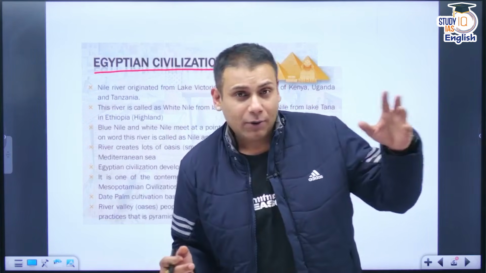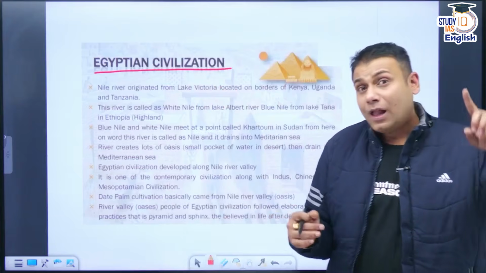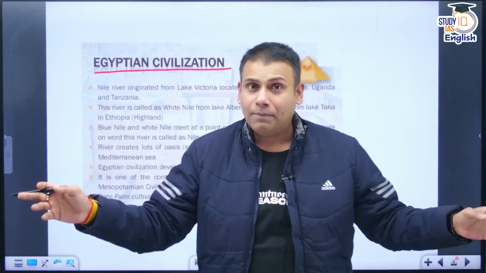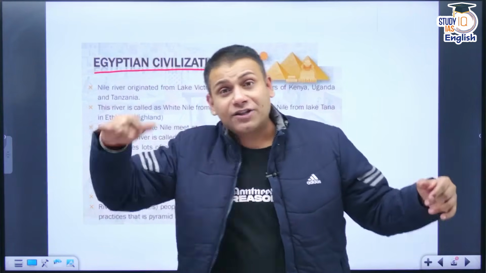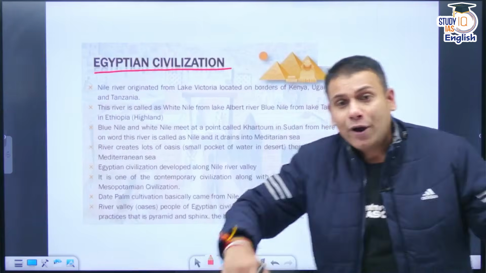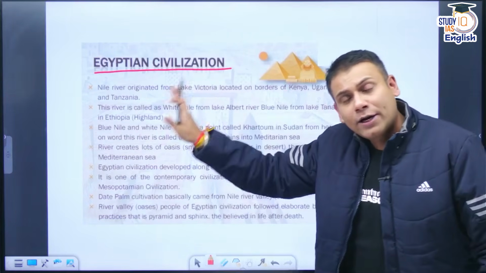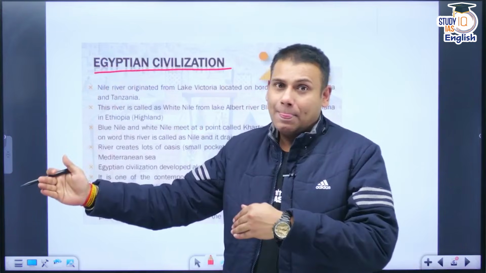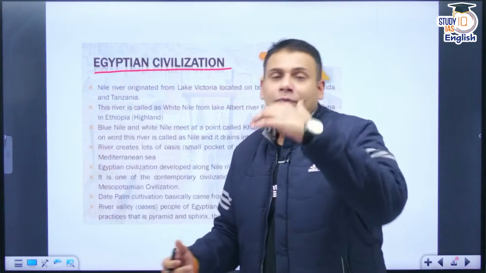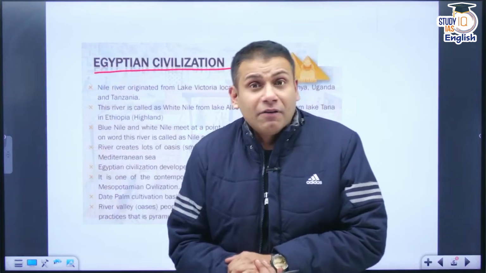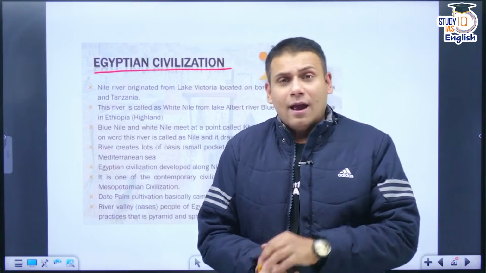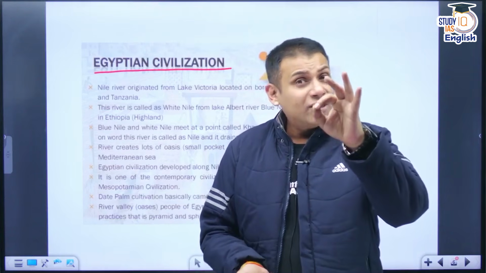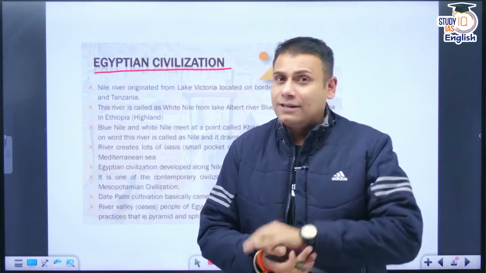Like we have studied about the river Amazon and the river Nile. Amazon is the largest river of the world and Nile is the longest river of the world. So, Egyptian civilization is located on the banks of the longest river of the world, that is the river Nile. True? Now, it is believed that if the river Nile hadn't been there, the entire Africa or a major part of Africa could have been a desert.